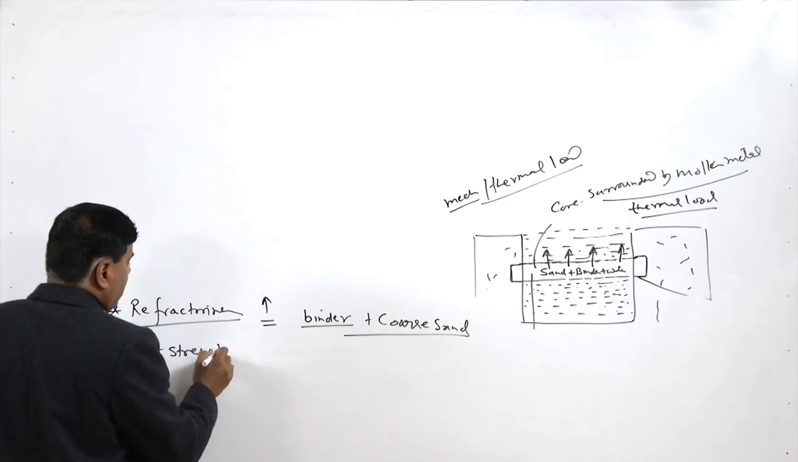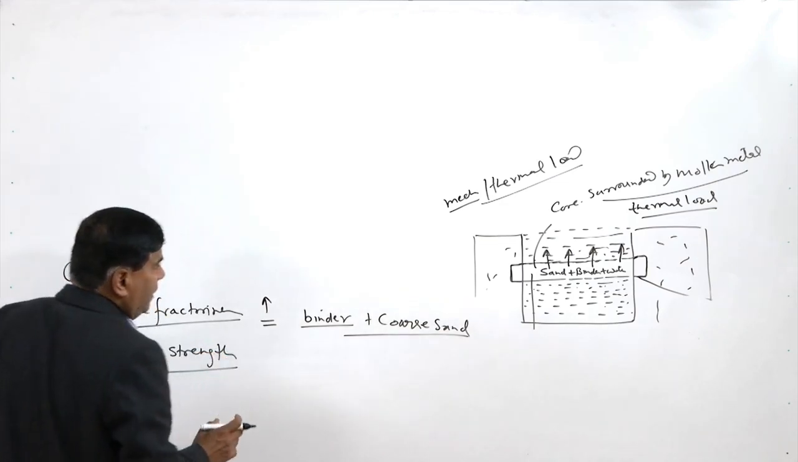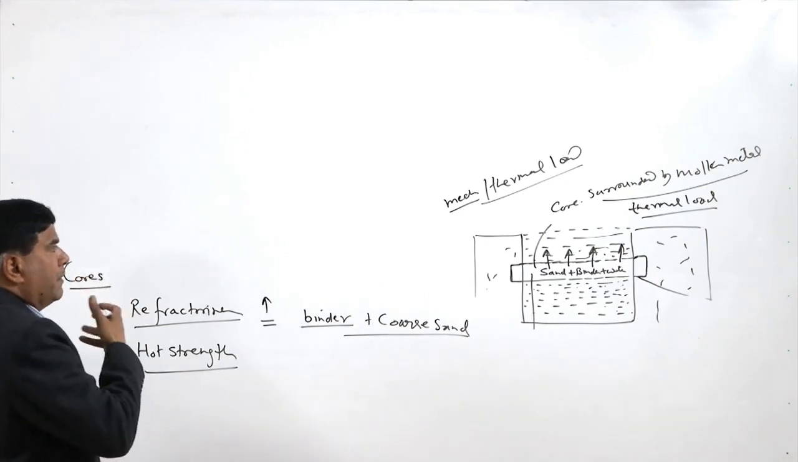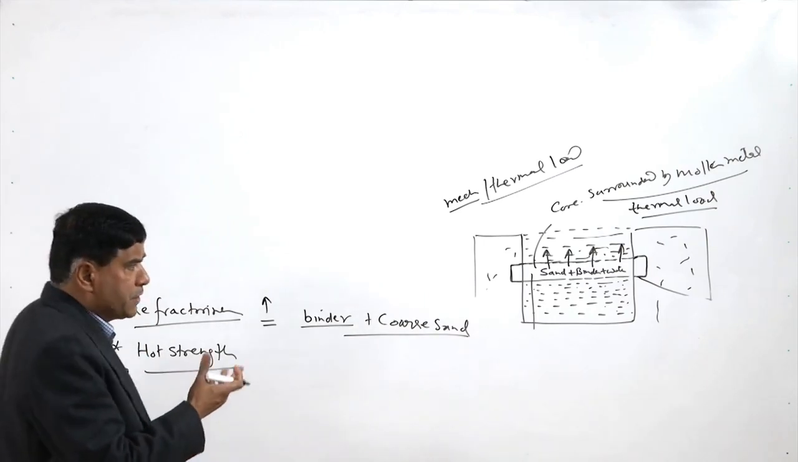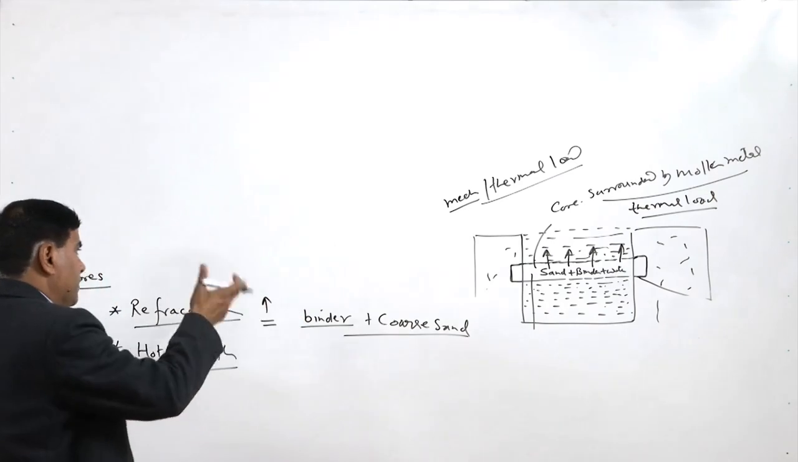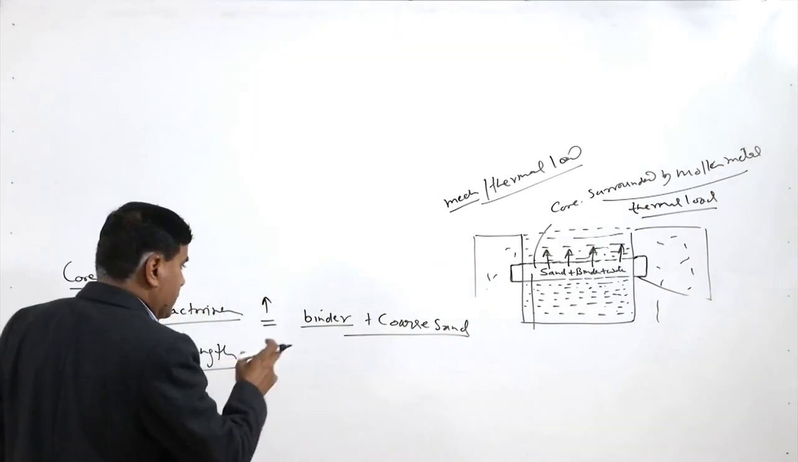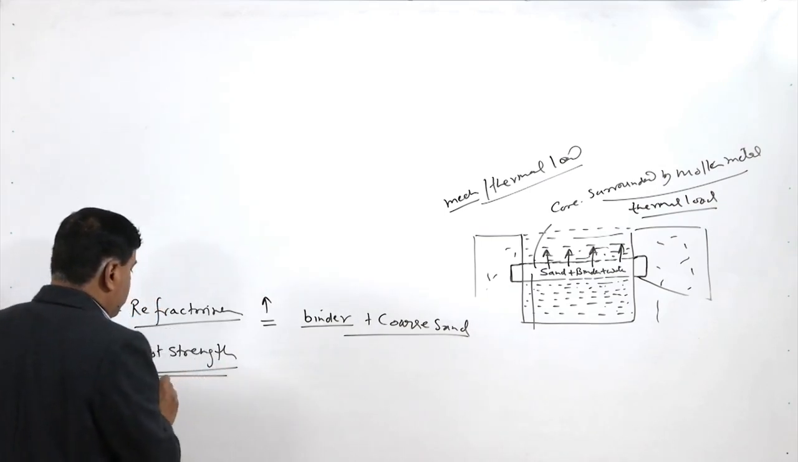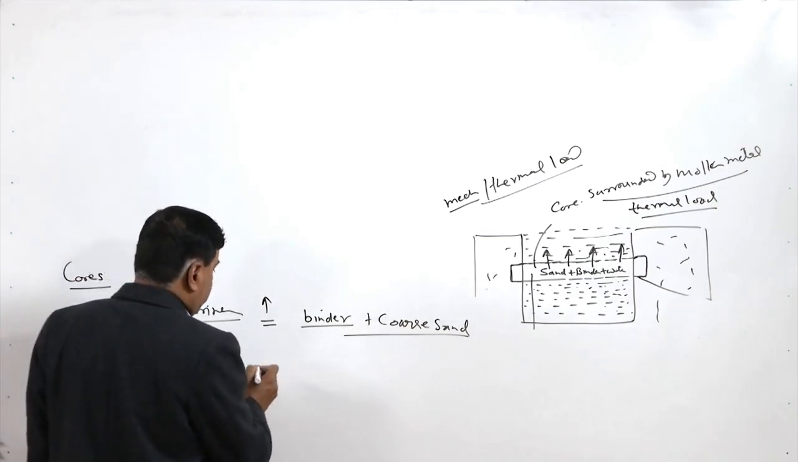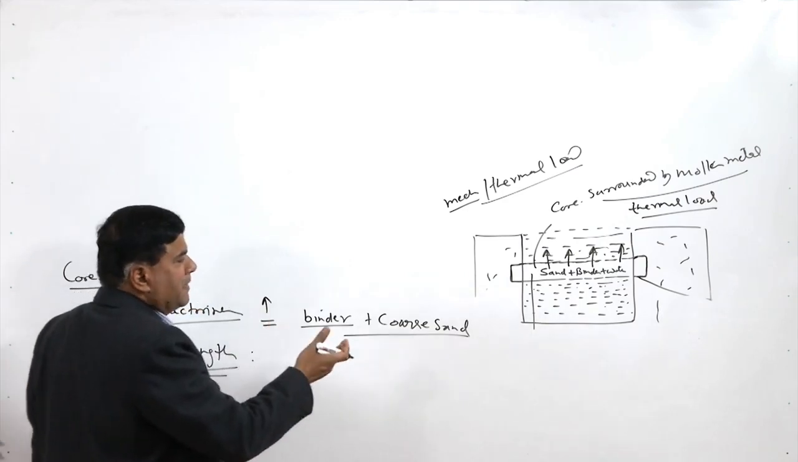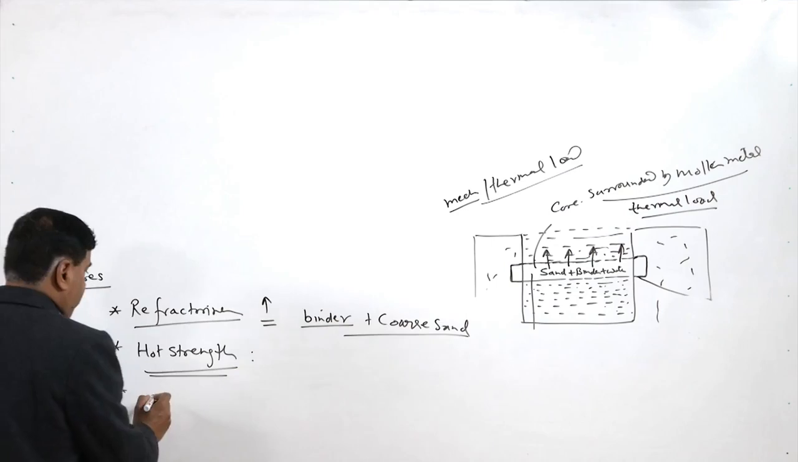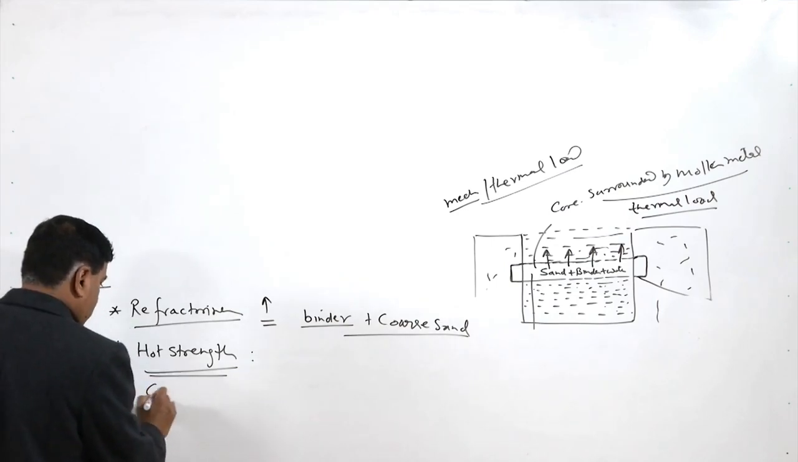Another is hot strength. Since the buoyancy force acts onto the core, the mechanical loading experienced by the core is much more severe as compared to that experienced by the mold walls, and that's why at high temperature the hot strength of the core material must be better than what is there with the molding sand. Then collapsibility.